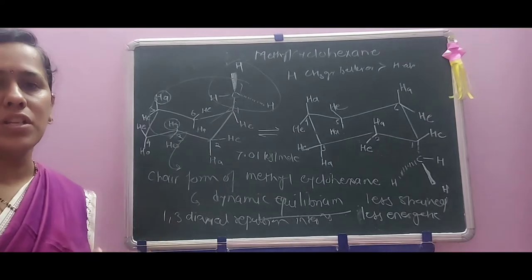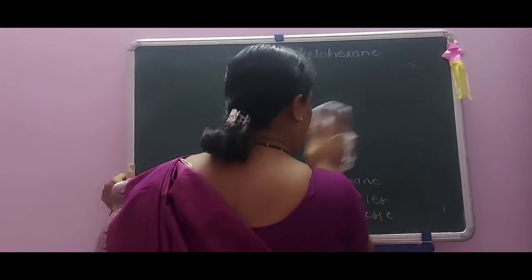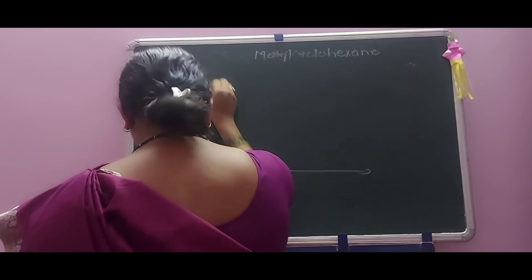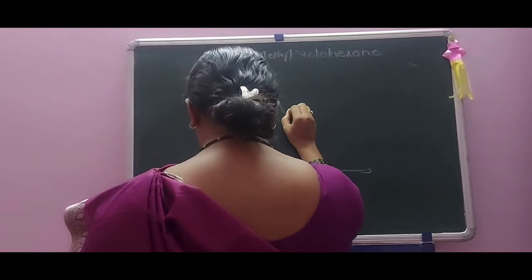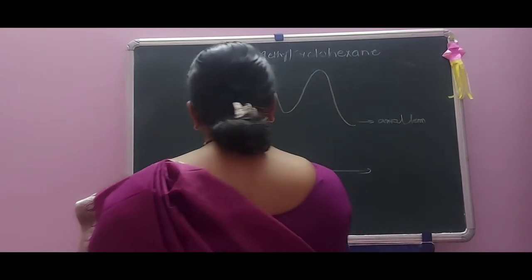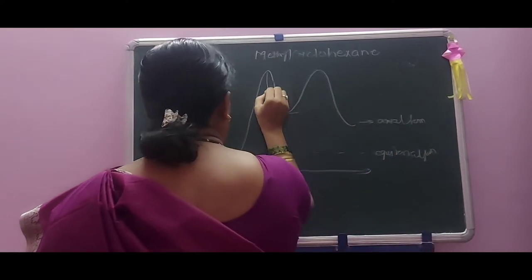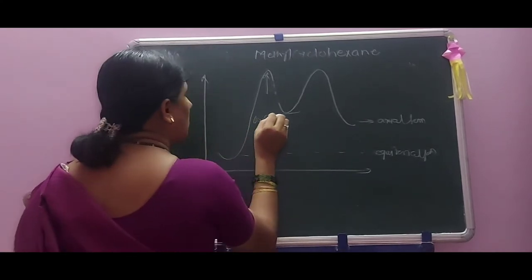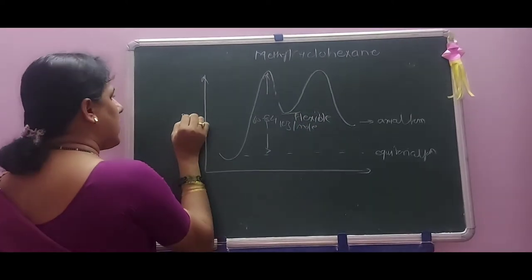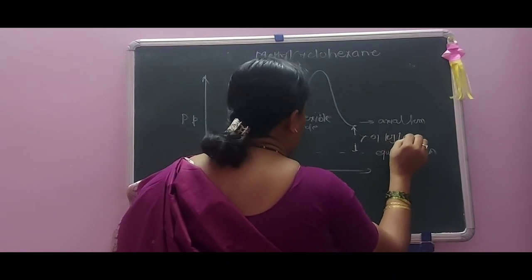Now we consider the potential energy level diagram here. See the diagrams here. As far as the diagrammatic representation is concerned, this is the axial form, and this is the equatorial form. This energy is about 60 to 84 kilojoule per mole. This is the flexible form. As far as the potential energy, this difference is known as 7.01 kilojoule per mole.